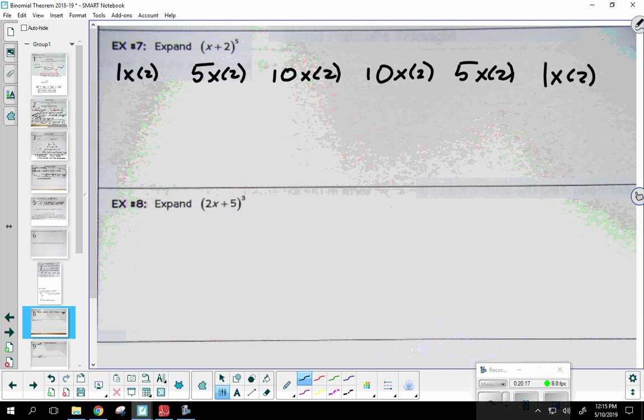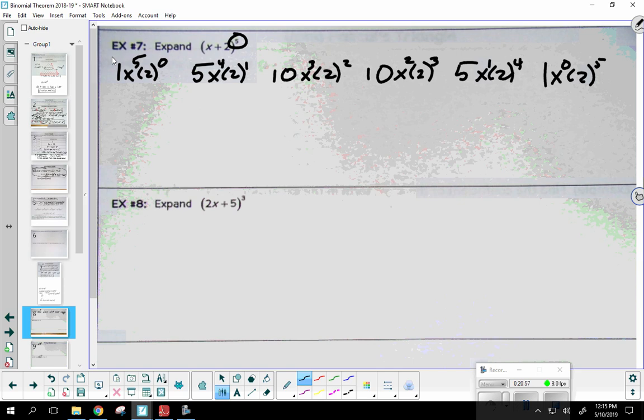Okay. And it's always the same rule. The first term, its power does what? Goes down. So I'm going to start it with what, though? Start it with the term I want. So 5, 4, and then 0. The second term, I count up, starting at 0. So 0, 1, 2, 3, 4, and 5. These are all going to be plus because we do not have a negative here.